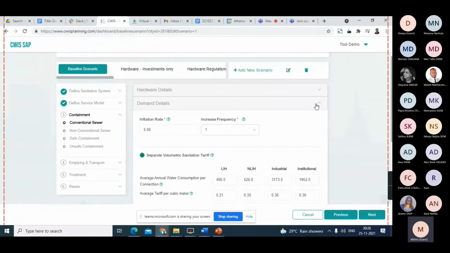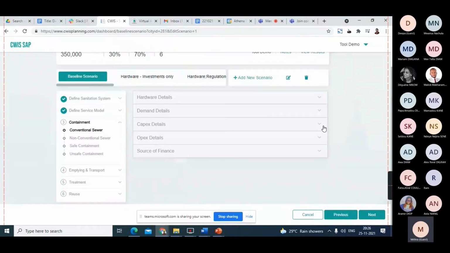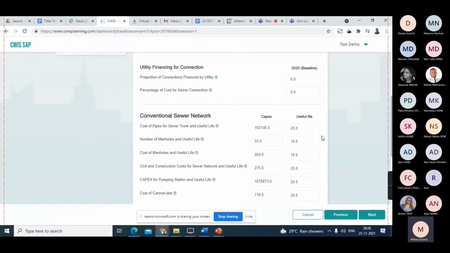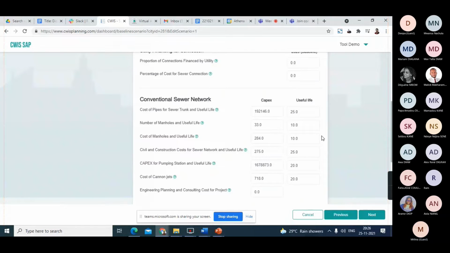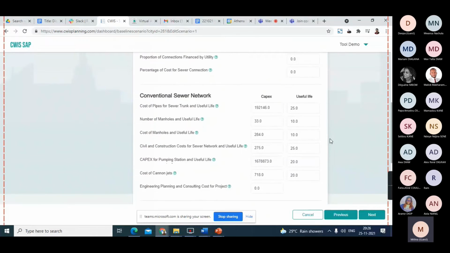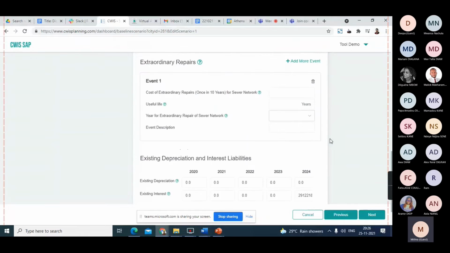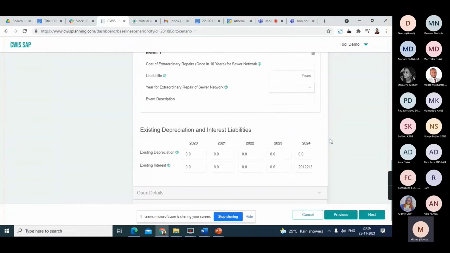Once we define the demand, we also have the capex. The capex are arranged in terms of per unit cost. And this can be used in computing the capex as we enter additional hardware in the above section that we did. We also have a place for adding extraordinary repairs and depreciation as well.